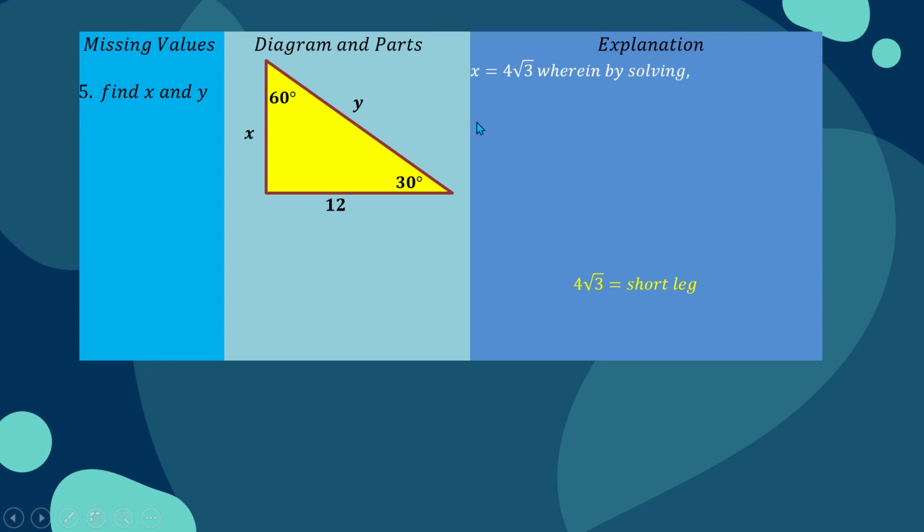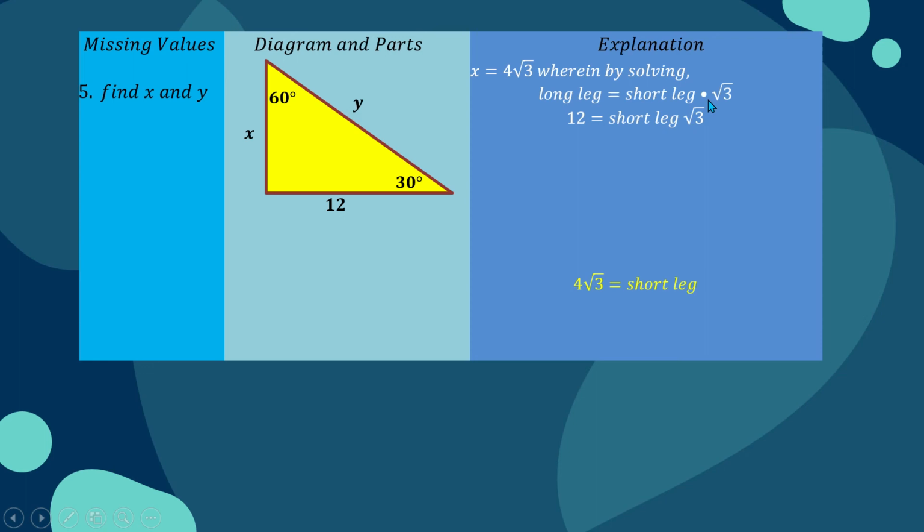Nag-una na ang answer. Our answer for short leg is 4 square root of 3. Diyon sa siya pag-solve, sir. So, by solving, it is given that long leg is equal to short leg times square root of 3. Knowing that long leg is 12. So, how do we solve for the short leg x? So, if long leg is equal to short leg times square root of 3, ato i-plug in ang iyang given. Long leg is 12. So, 12 is equal to short leg, which is x, times square root of 3.